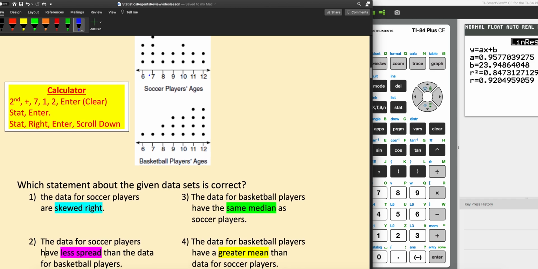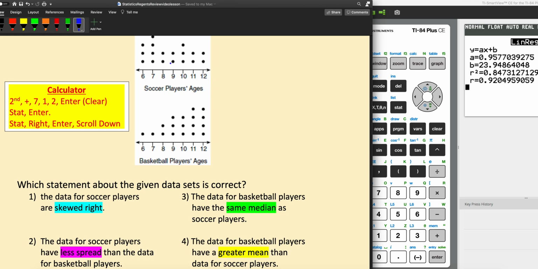Now just remember guys, we talked about dot plots. Remember, you have ages 6 through 12 here for soccer. So this is a 6-year-old. How many 6-year-olds are there? There are 3 because you have 3 dots. Each dot represents the number of kids you have. That's how you read this. It's very simple. So, which statement about the given data set is correct? Choice 1 says the data for soccer players are skewed right.